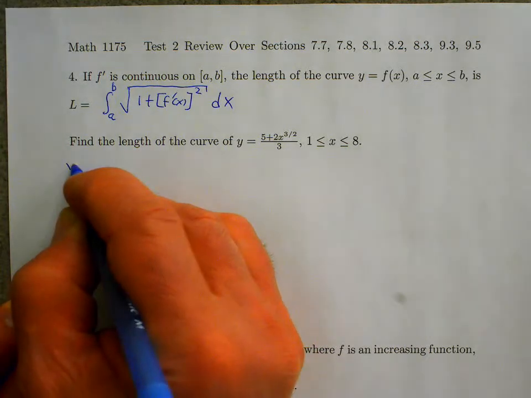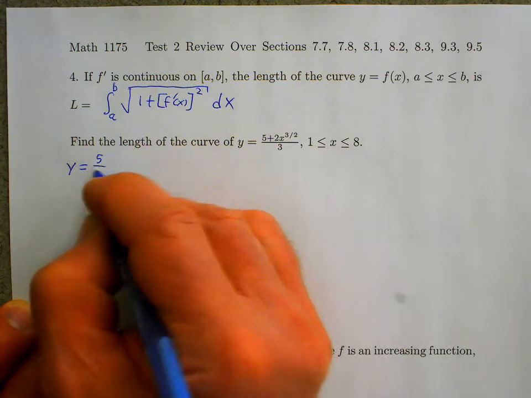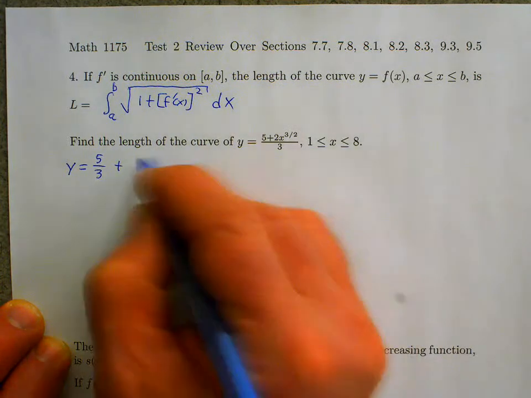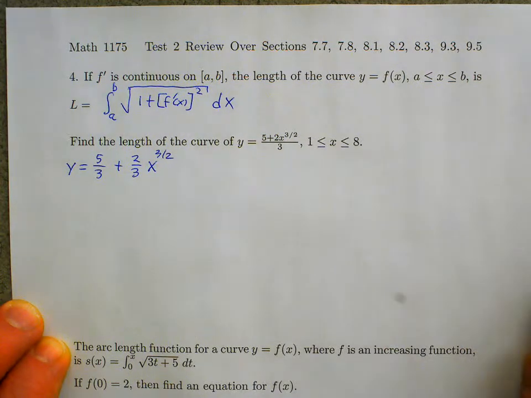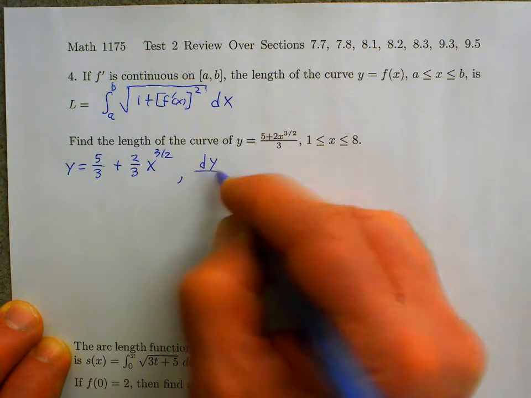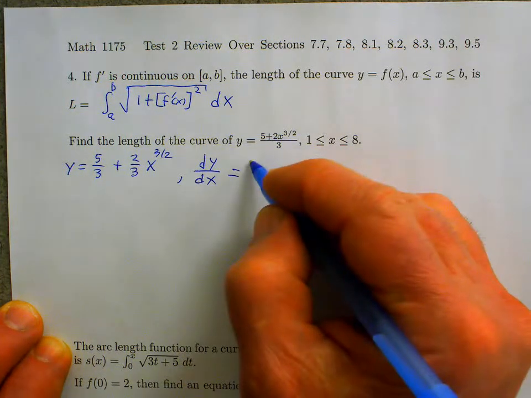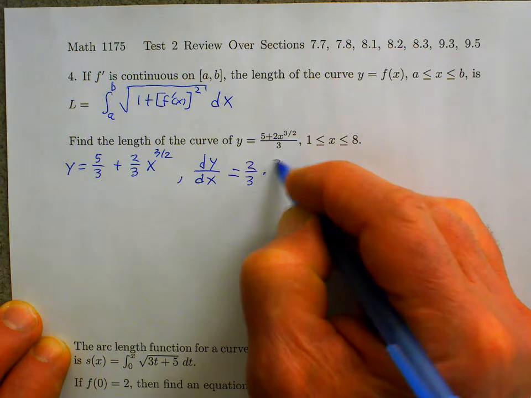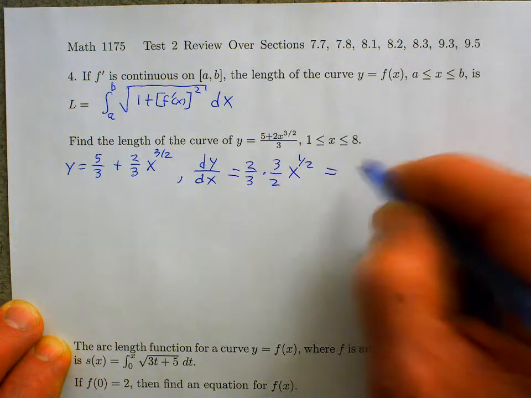But we can make it a little easier to look at if we rewrite it as y equals 5/3 plus 2/3 times x to the 3 halves. We have to find the derivative with respect to x. The derivative of the constant is 0, and so we get 2/3 times 3 halves times x to the 3 halves minus 1, or x to the 1 half. And this just becomes x to the 1 half, or the square root of x.